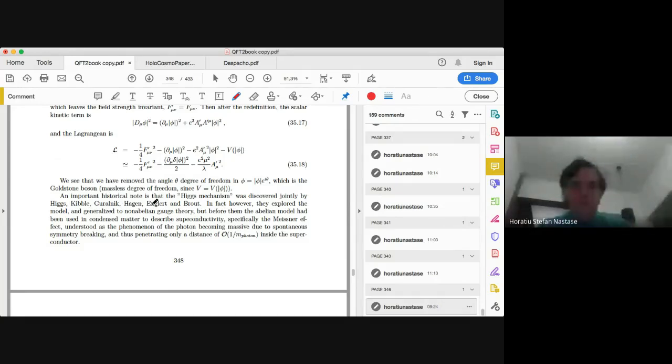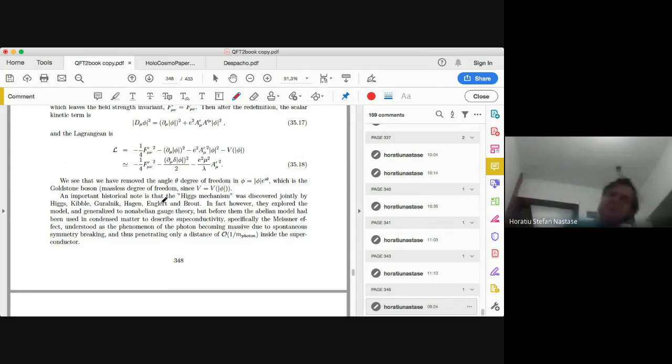And Kibble by himself, I think, Guralnik and Hagen, and then Englert and Brout. I think it was like this. Well, I knew Jerry Guralnik before he died, and he said that he was a postdoc at the time, and he wanted to publish earlier, but he was discouraged by some more senior physicists who thought this was junk, not interesting. But anyway, so it was something that was known at the time.